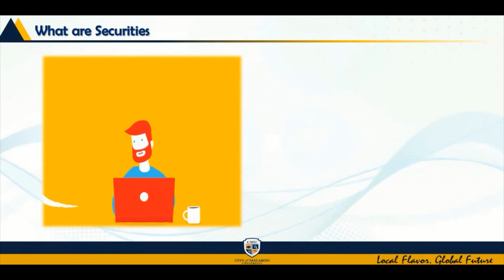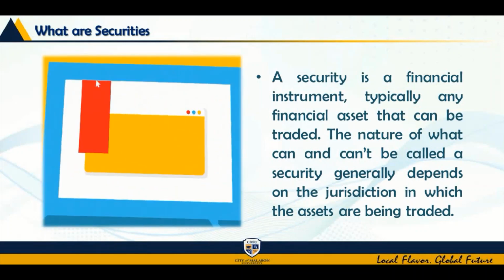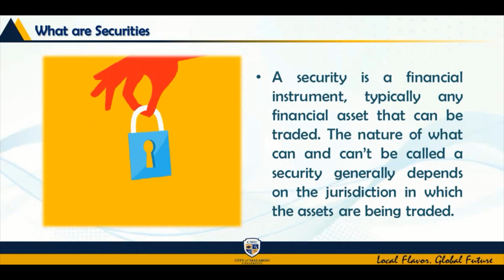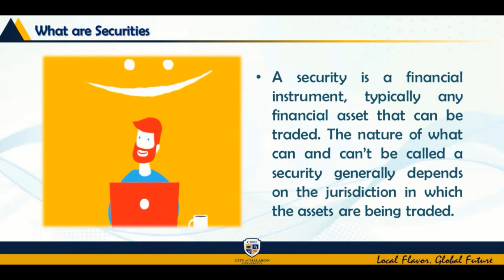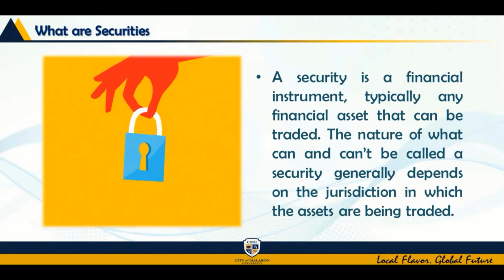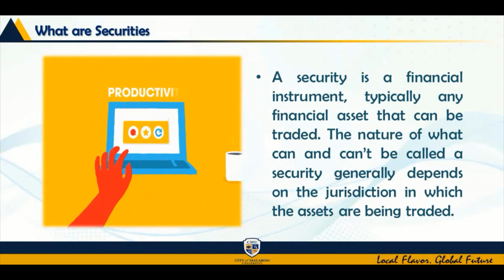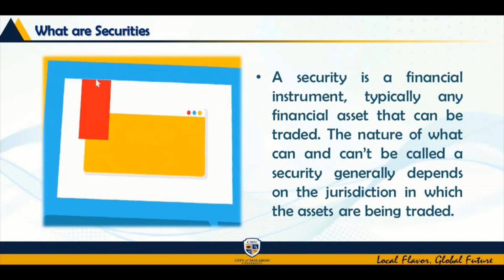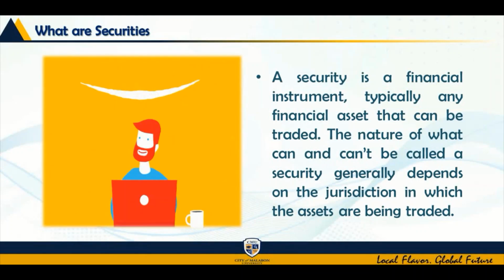Now, what is securities? When we talk about securities with a definition, a security is a financial instrument, typically any financial asset that can be traded. The nature of what can and can't be called a security generally depends on the jurisdiction and the assets being traded. So once we talk about security, it's about the financial instruments that have different representation of type of value, usually in the form of stocks, bonds, or an option.